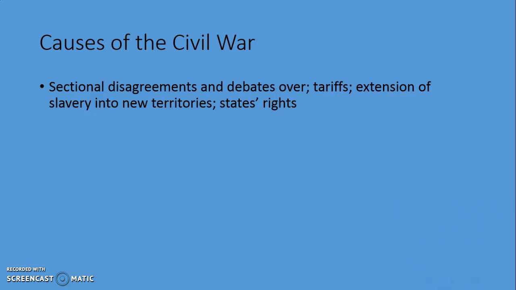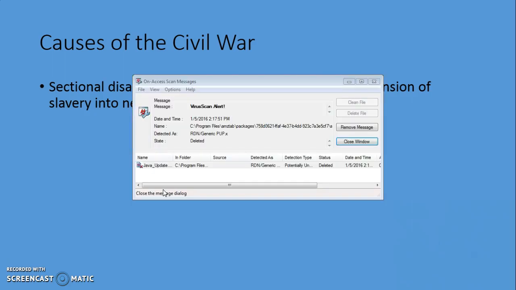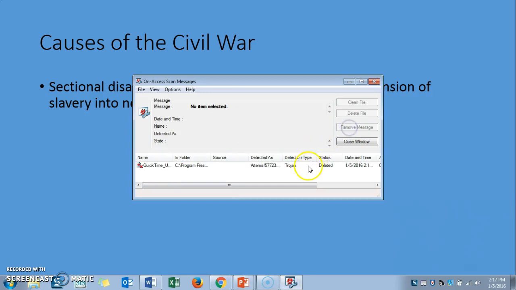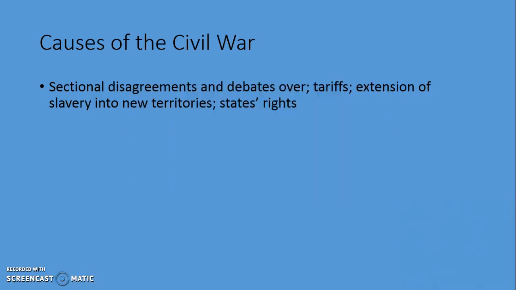Tariffs were those taxes that were put on mostly exports, but also on imports. Both the North and the South did not agree. South did not want the tariff, whereas the North did. The North wanted tariffs to protect businesses here in the United States, whereas the South did not want it for the same reason. However, they didn't want to be taxed on their cotton and tobacco exports to England and France.